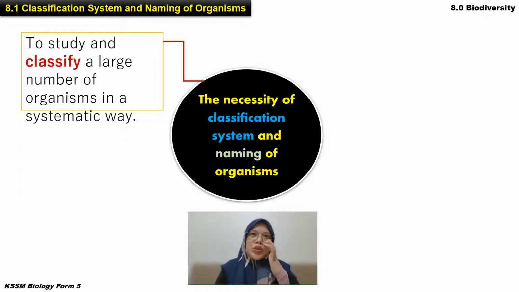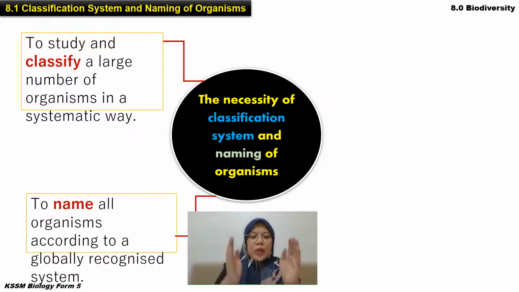Sebagai contoh lah, ada ramai student dekat Chonghua. So in order to learn, we classify according to the form. Betul tak? Okay, next. Second, to name all the organisms according to a globally recognized system. So kita gunakan nama yang sama. We use the same name.